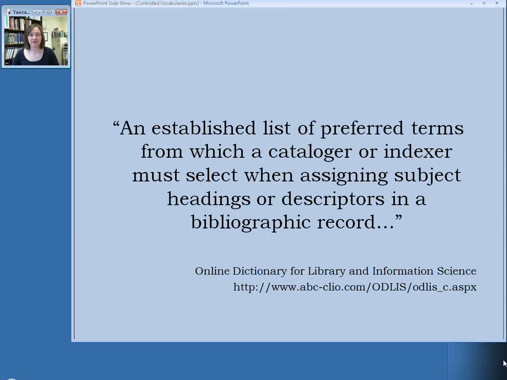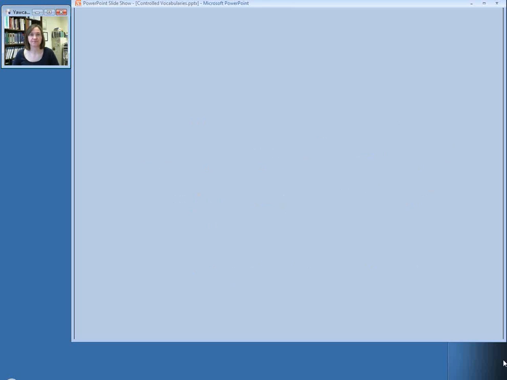Here's another definition from the Online Dictionary for Library and Information Science, and this definition says that a controlled vocabulary is an established list of preferred terms from which a cataloger or indexer must select when assigning subject headings or descriptors in a bibliographic record. Basically, it just means that you can't use whatever term you want when you're talking about a subject. You need to pick from an established list that tells you which terms you need to use.